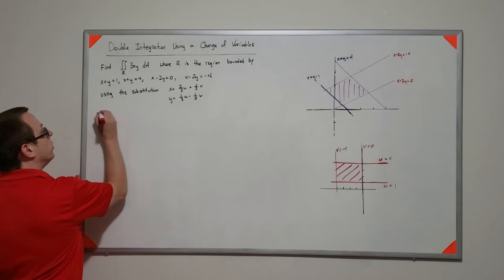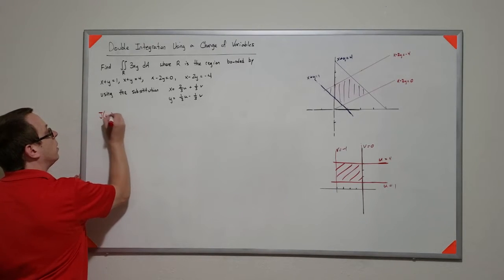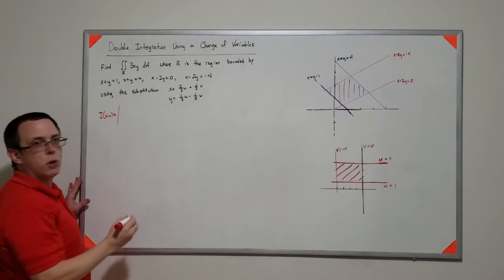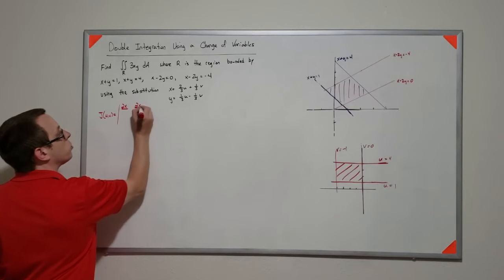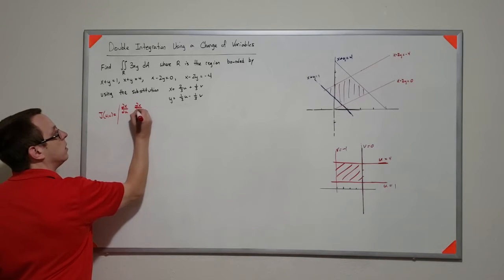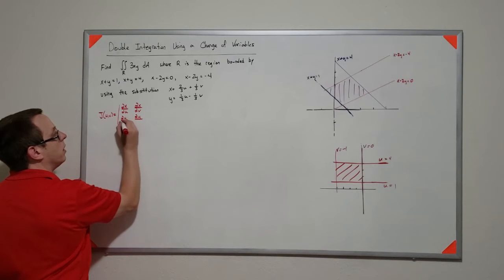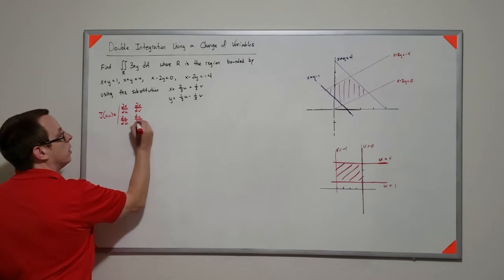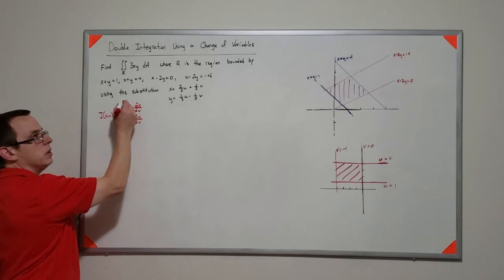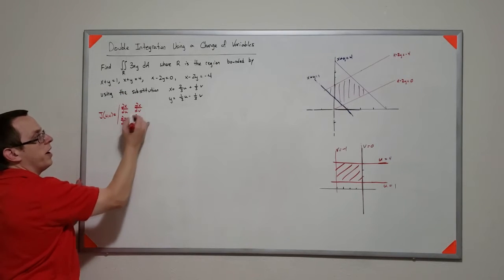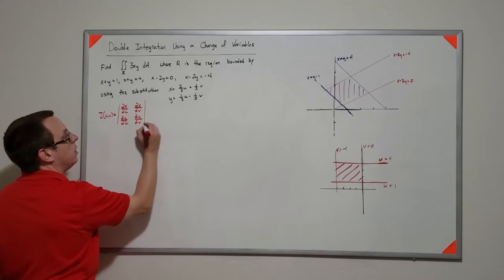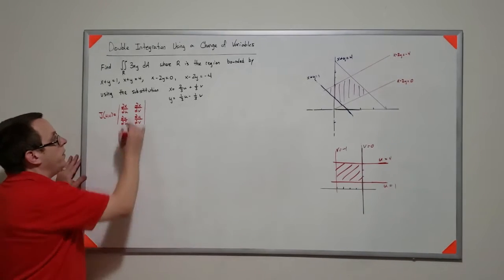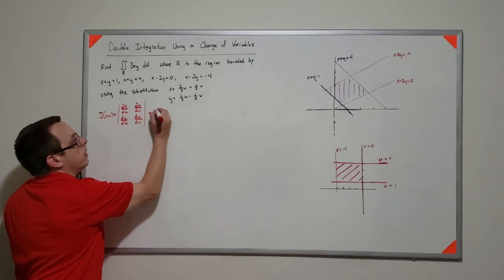So if you remember, the Jacobian is the determinant of a matrix where the top row are the partials with respect to x, the bottom row are the partials with respect to y, and then each column is the partials of x, partials of y with respect to u, with respect to v. And then, let's go ahead and compute that.